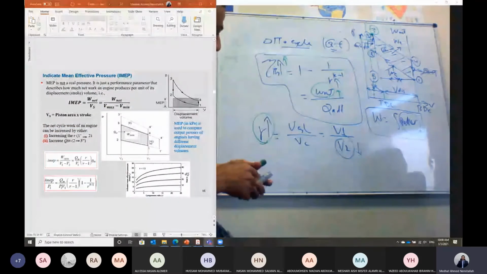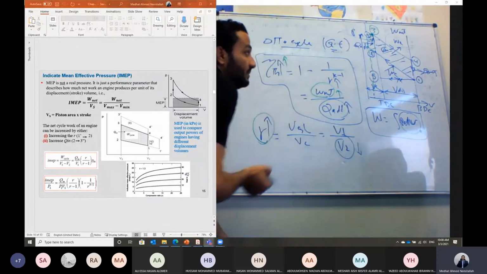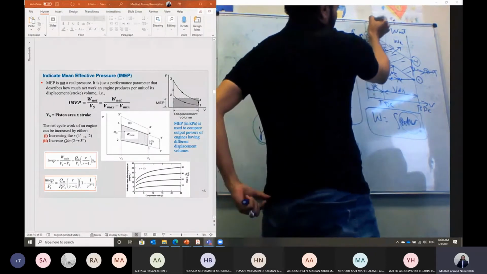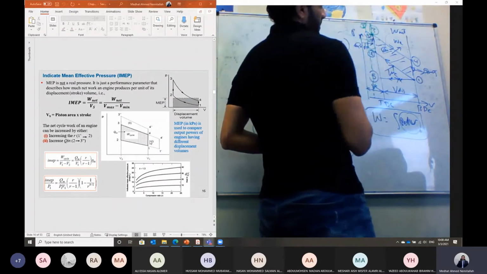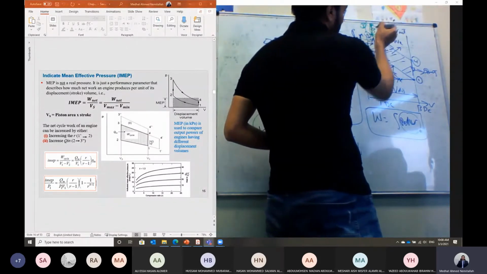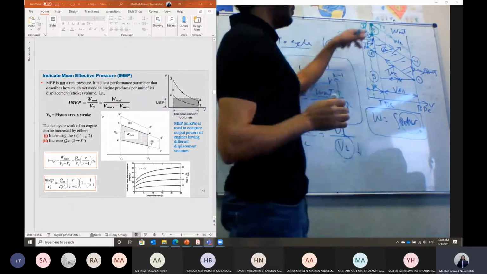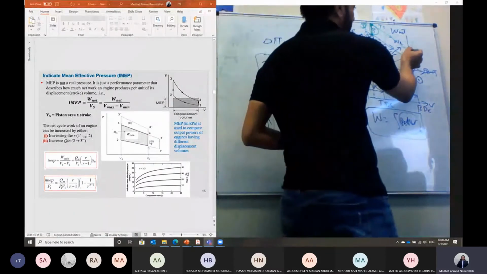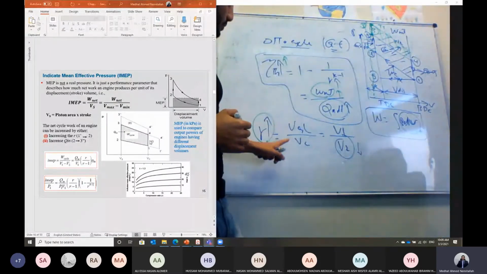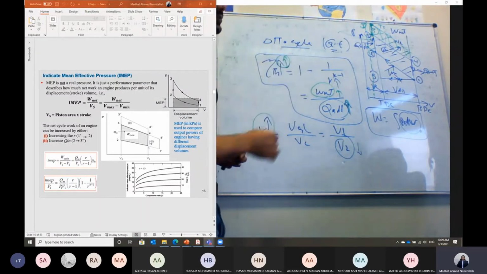But another way to improve this efficiency is by adding more heat. So if I add more heat to this process, instead of from 2 to 3, I just extend it, let's say to 3 prime. If I increase the amount of heat added, the maximum temperature will be increased, and then we can do the expansion process from a higher point. In this case we add this area to the net work out of the engine. So if we increase the value of Q added to the engine, that means we can also improve the efficiency.